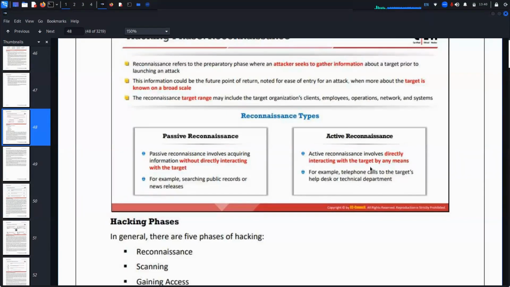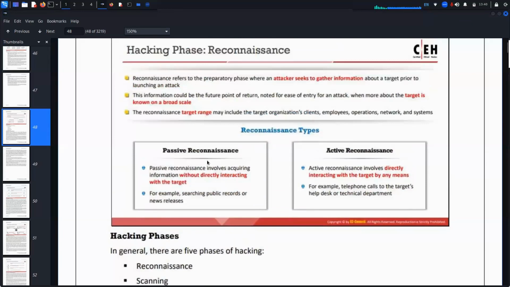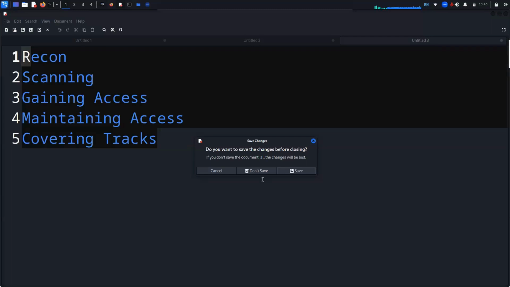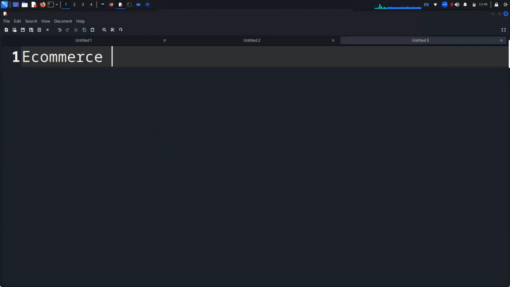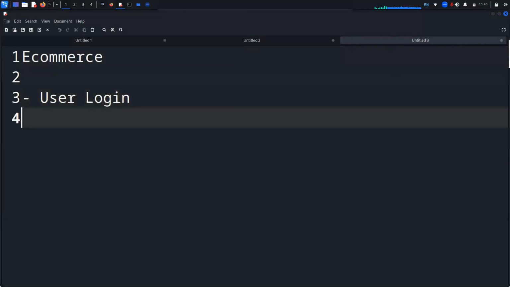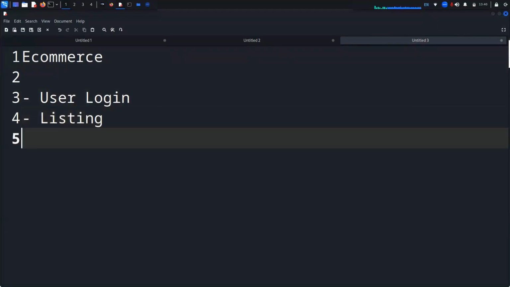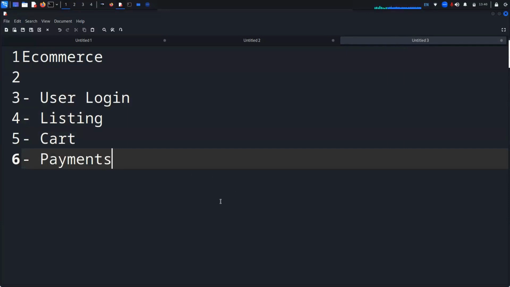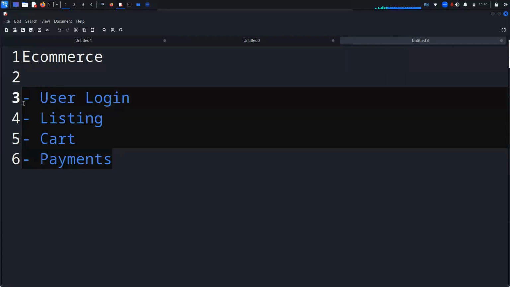For example, for this entire scenario that we are going to cover for the hacking phases, we are going to take an e-commerce website. Let's just say we have an e-commerce website. That website will have a user login. Just for the sake of it, we are listing some of the functionalities: listing page, user login, cart, payments. These are all of the things that an e-commerce website will have.